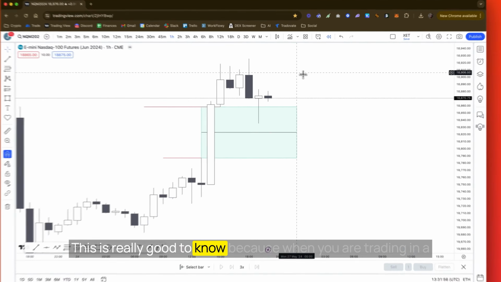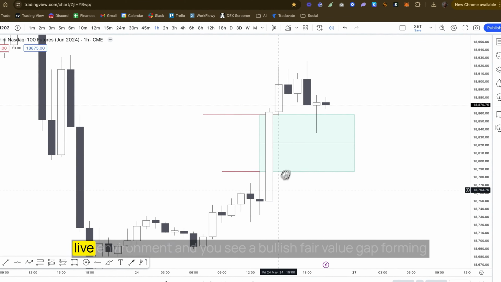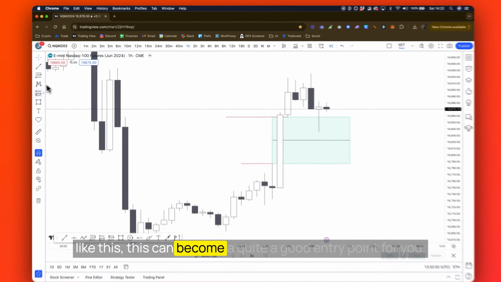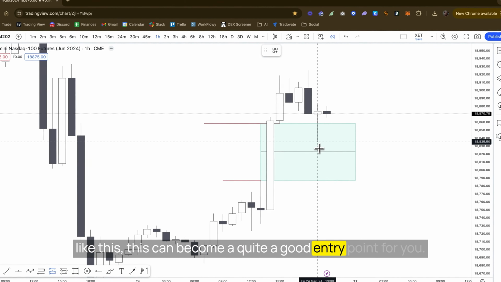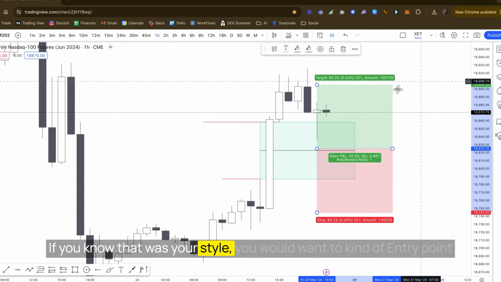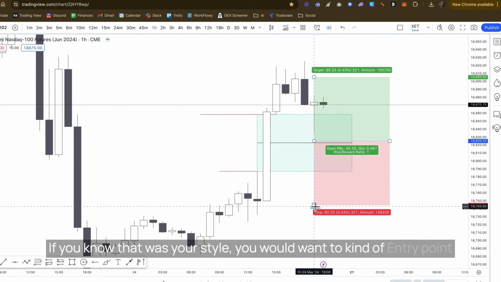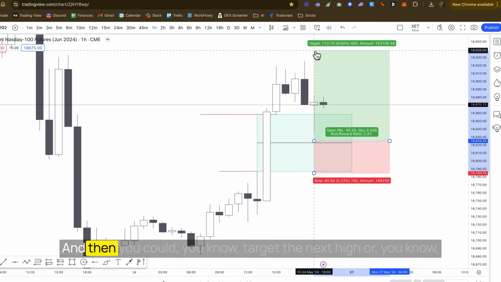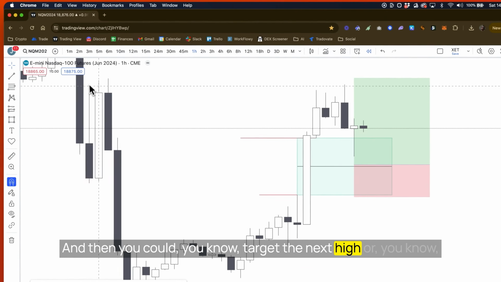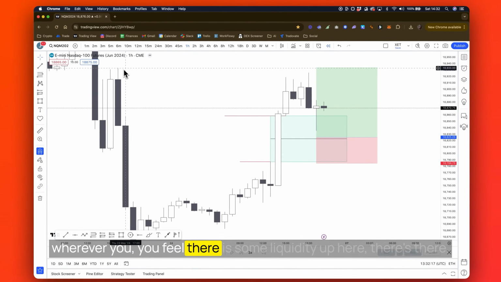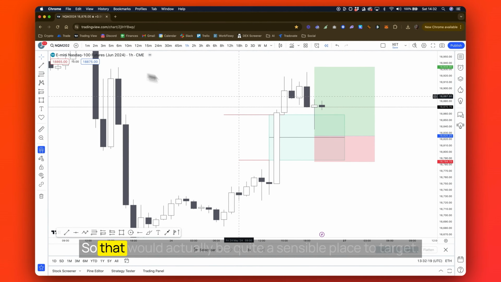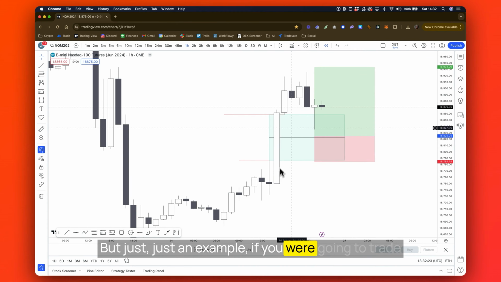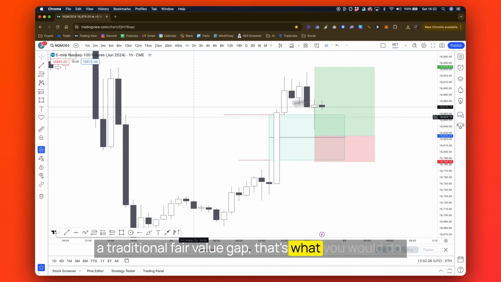This is really good to know because when you are trading in a live environment and you see a bullish fair value gap forming like this, this can become quite a good entry point for you if that was your style. You would want to set your entry point there, maybe set the stop just below the fair value gap, and then you could target the next high or wherever you feel there's some liquidity up here. So that would actually be quite a sensible place to target. But that's just an example. If you were going to trade a traditional fair value gap, that's what you would do.